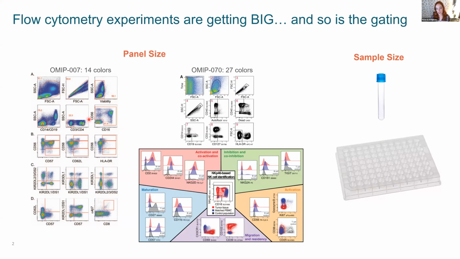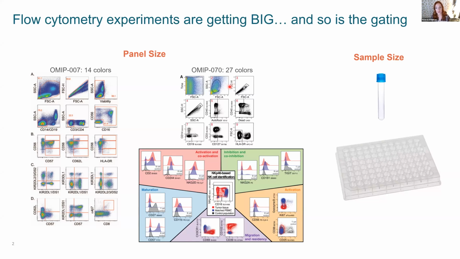If we look at these two NK panels, it's clear to see that panels are getting bigger and bigger, right? And bigger panels mean more colors or more populations to identify. If you take, for instance, these two OMIPs, which are published peer-reviewed panels, there's a 14-color NK cell panel and a 27-color NK cell panel. With the 14-color panel, maybe within 20 gates or so, I can identify most of the phenotypes that are going to exist in that panel.